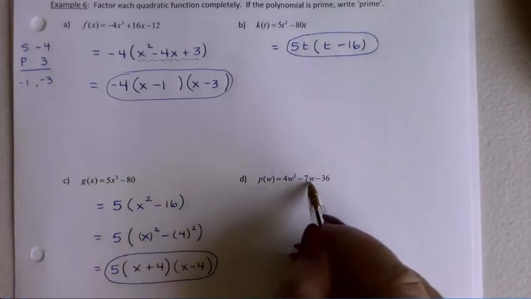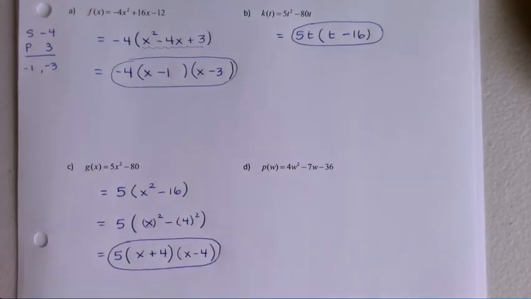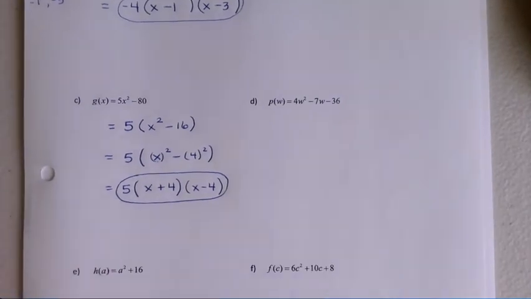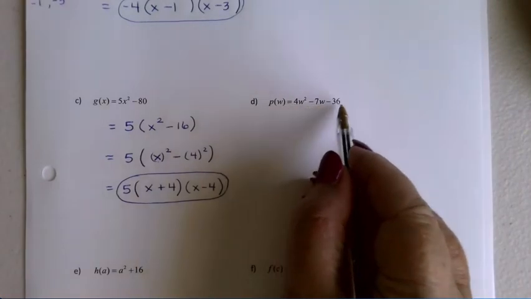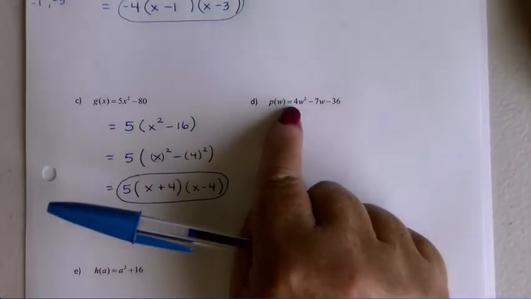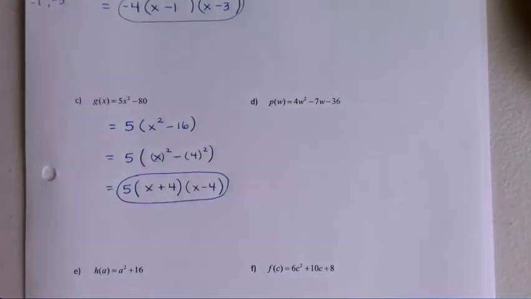Checking for a GCF always first. This time I don't think I have one. Nothing is going to go evenly into all 3 of those. So I'm going to jump right into one of my other factoring techniques. It's a trinomial, so it's going to have to be sum and product. And looks like I can't get away with saying it's just a leading coefficient of 1. I wish I could, because then it would be shorter, but this one's going to have to be the expanded sum and product.